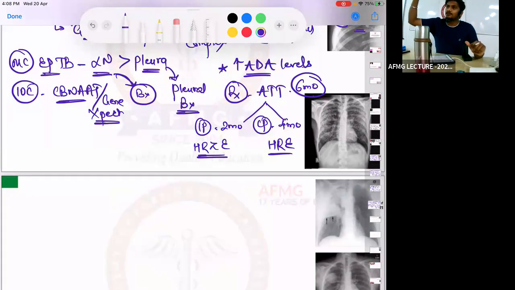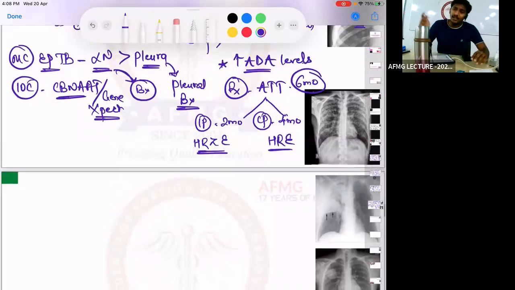H for isoniazid, R for rifampicin, Z for pyrazinamide, E for ethambutol, and S is the injectable streptomycin. So if they ask you only injectable first line anti-tubercular drug, the answer is streptomycin. Please remember, in cases of extrapulmonary TB, the treatment duration increases. Usually, it can range from 6 to 9 months. Okay, important.